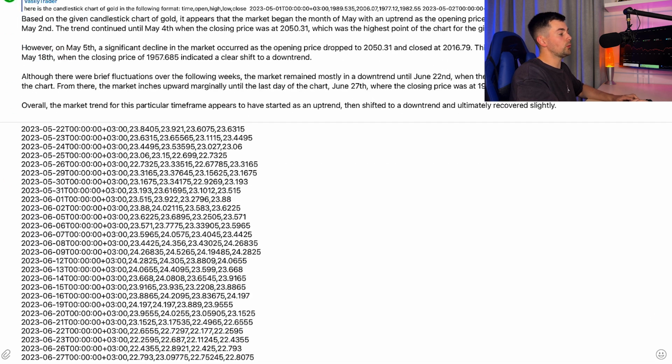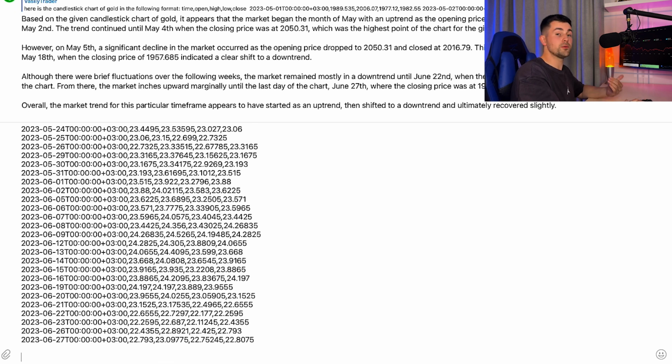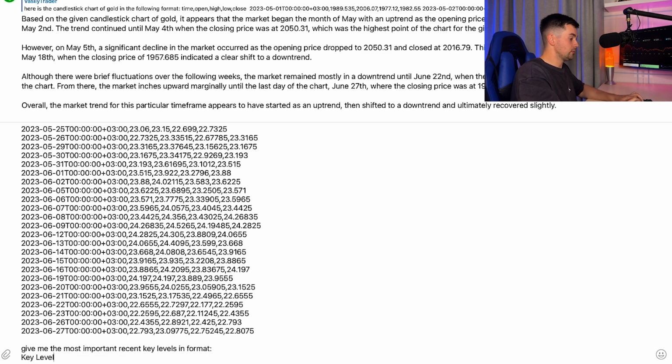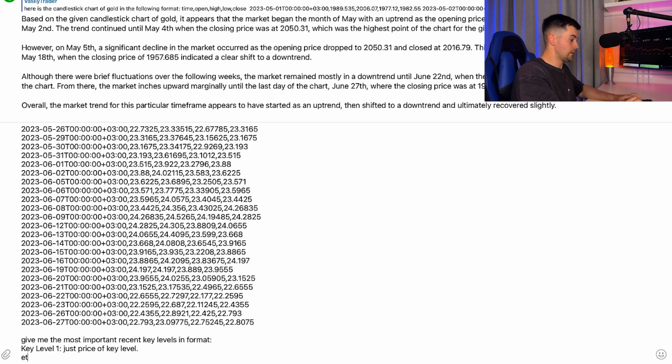And then we input the exported data, the data from the platform. And then we should pose a very precise question: give me the most important recent key levels. And we should clarify the format. So we should say in format: key level 1, just the price of the key level, etc.